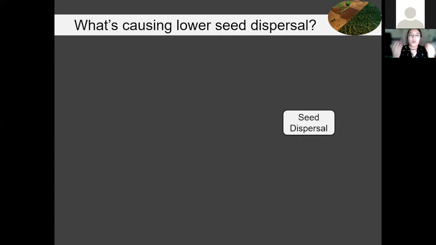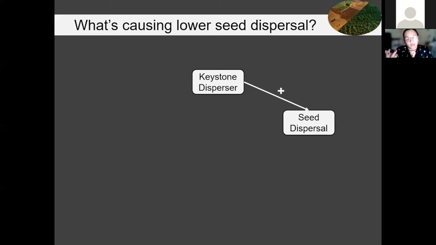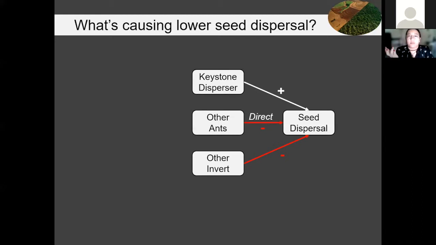So what I did here was start off by building our path, assuming that our keystone disperser, the Aphaenogaster, has a positive relationship with seed dispersal, in that if there's more Aphaenogaster, we'll see higher rates of seed dispersal. Another assumption is that when we have other ants or maybe other invertebrates, there might be a negative impact on seed dispersal because some of those other ants will be antagonists. So there might be a negative direct impact on seed dispersal. Interestingly though, when we think about these organisms interacting, we could assume that other ants might have a negative impact on our keystone disperser, because the ant community has a lot of competition between the groups. That competition might have a negative effect on our keystone disperser, which ultimately might have a negative indirect impact on seed dispersal.